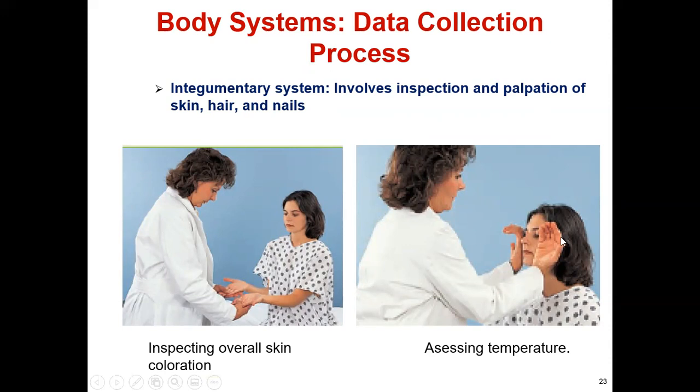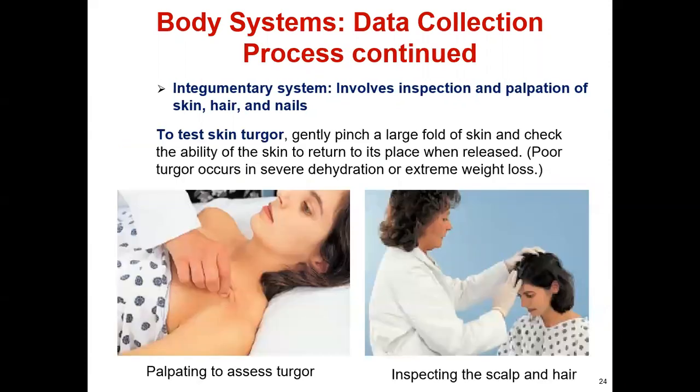In this picture, the healthcare provider is touching the skin with the dorsal aspect of the hand because they need to assess body temperature. Is it hypothermia or hyperthermia? What are we doing here? Palpating to assess the skin turgor to see whether the patient has any dehydration or not.